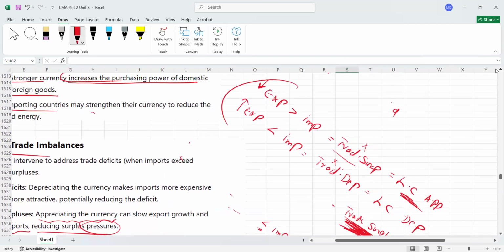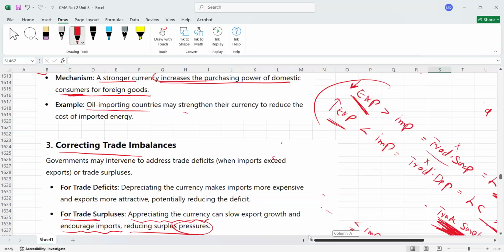Okay, guys. So this is how government can intervene. They can manage their exports and their local currencies, and obviously their exchange rate will change. This is the third factor. So I have already explained three factors now. This is what is called correcting trade imbalances, like how you can remove trade surplus or trade deficit.